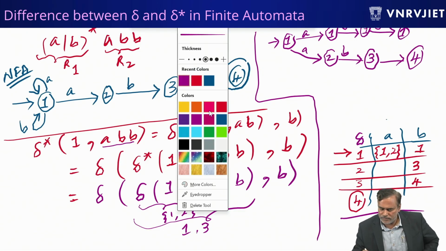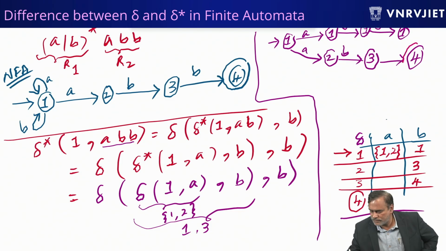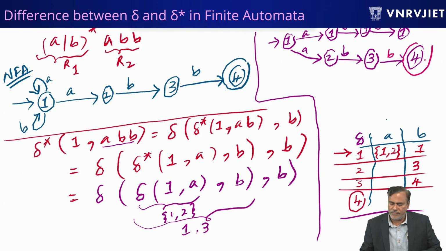State 4 is a final state. On B you go to this state. You know how this ABB is going to get processed. From the start state on A, you can go to state 2. Then from state 2 on B, you can go to state 3. On reading the second B, you can go to state 4. So this is how ABB is going to get accepted.